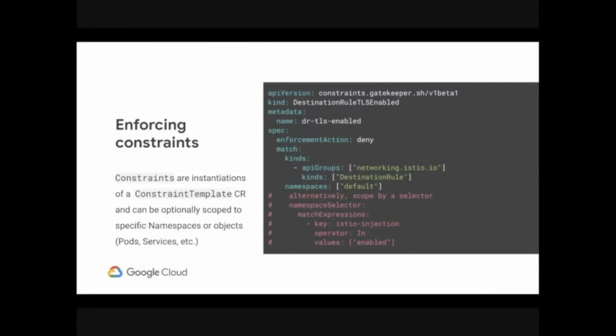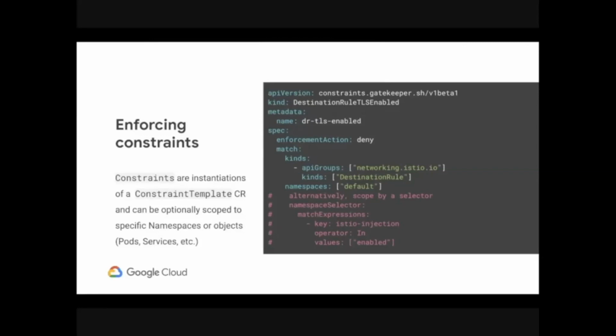So it is TLS enabled, but then to which resources? That's our destination rule, and then to which namespaces? In this case, default. We are also defining what action we want to take in case this constraint is violated, and in this case, it is deny. The other option we have is just to audit that change and notify that the constraint has been violated.